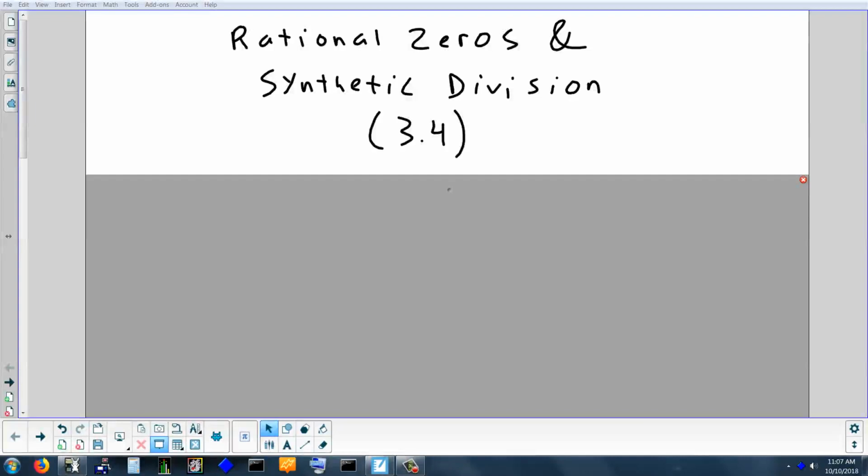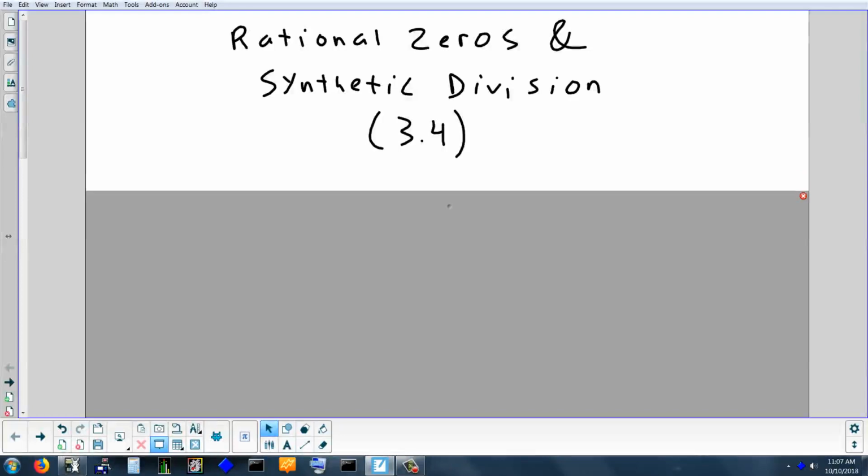So let's take a look at section 3.4. In that section, we're going to look at two things. First thing is what's called the rational root theorem. The second thing is synthetic division, which is a nice thing to use in place of long division when you can, because it's very fast. It doesn't take up a lot of space on the page either.